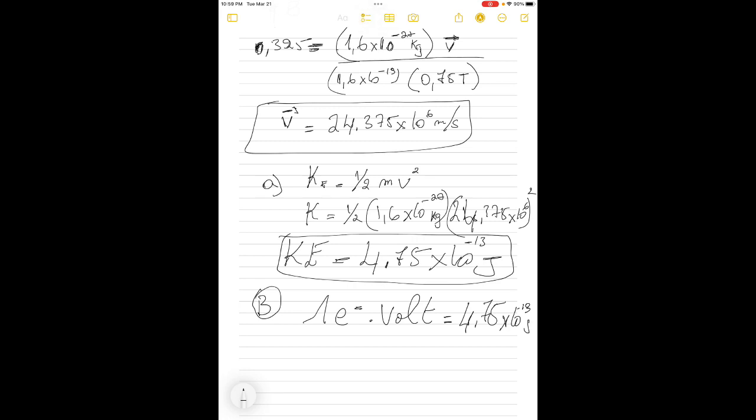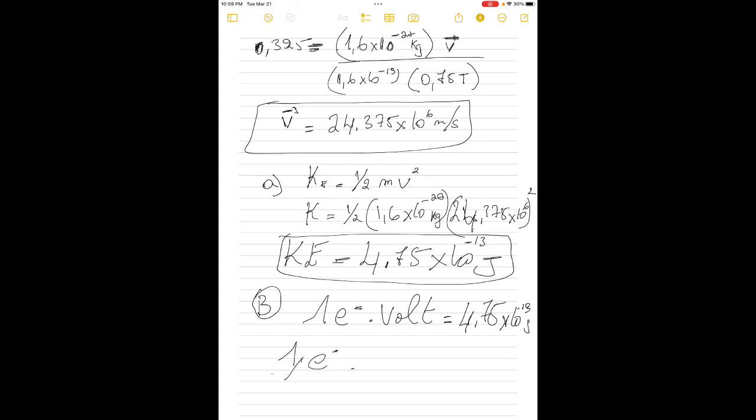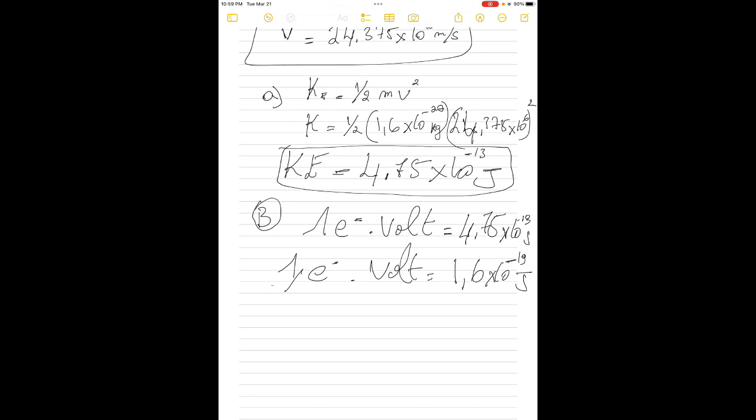And actually, hold on. If we multiply 1, actually one electron per 1 volt is 1.6 times 10 to the minus 19 joule. That has to do with the equation of the potential energy. That's the charge multiplied by volt. If 1 electron multiplied by 1 volt is going to give us this.